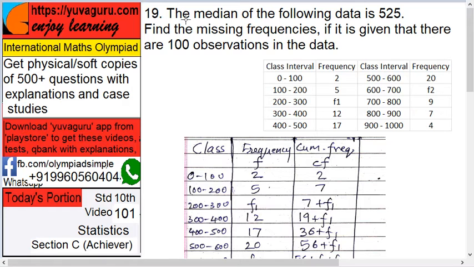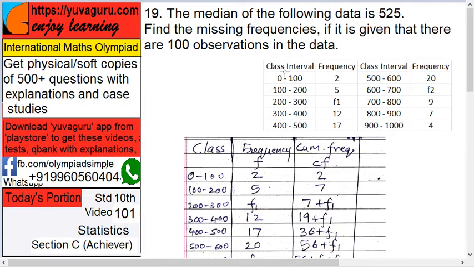Let's start. The median of the following data, this is a data table, is 525. Find the missing frequencies if there are 100 observations in the data, means total observations are 100. First, understand the basics. What is a median?